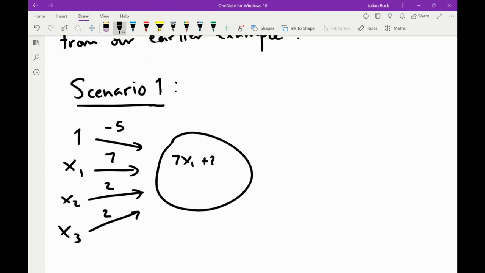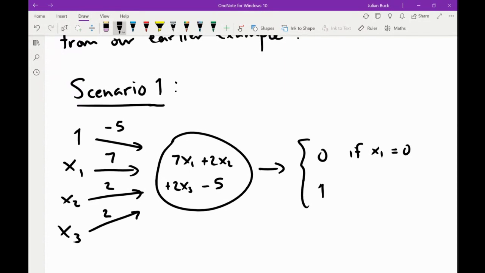So 7x1 plus 2x2 plus 2x3 minus 5. That's our net input function. And what does it do? It outputs a 0 or a 1. And notice it outputs a 0 if x1 equals 0, because then the rest of what's left, 2x2 plus 2x3 minus 5, can never be positive. And if x1 is 1, then the net input is already 2, which is already positive. And it outputs a 1 if x1 is 1.